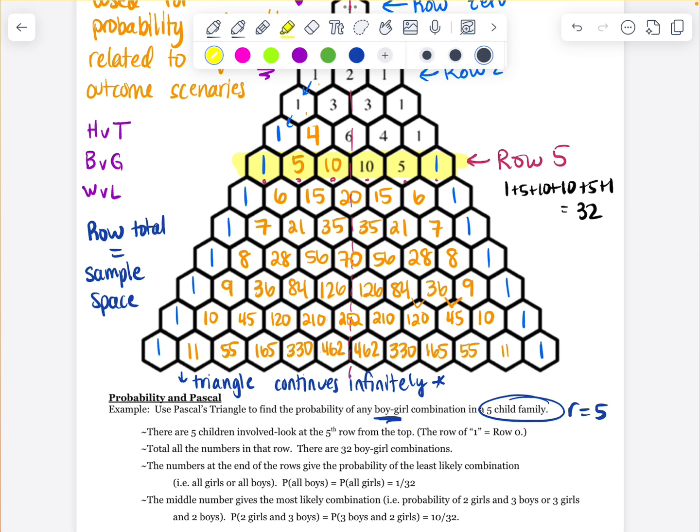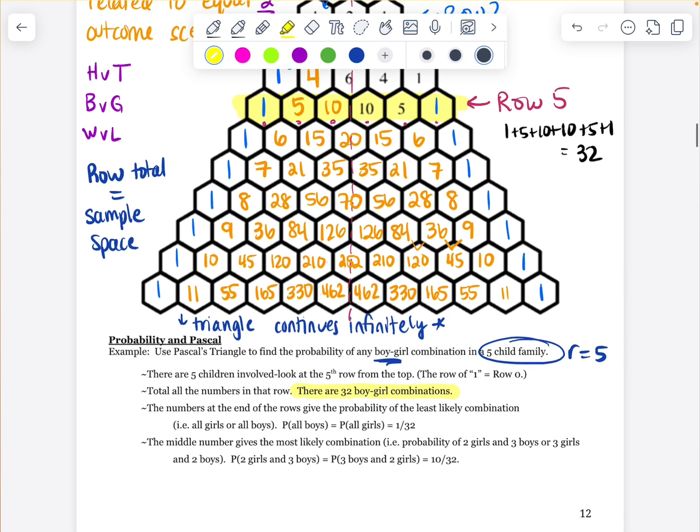That's what I've got written down here, so my math checks out. There are 32. That means the sample space: how many different ways could a family have 5 kids? There are 32 combinations of boys and girls that they could have. Not 32 kids. I mean, there are 32 ways you could figure out how many boys or girls they have.